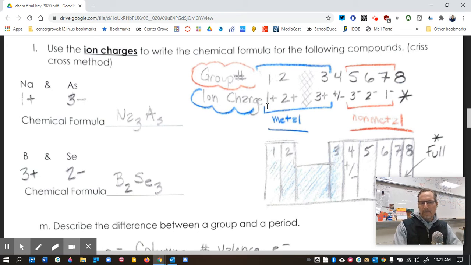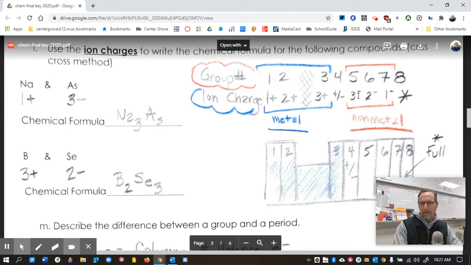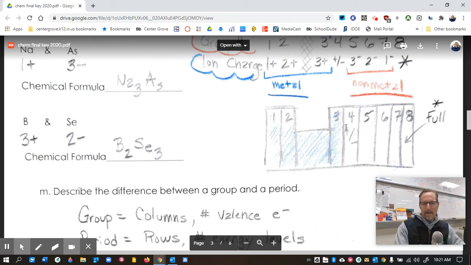So remember, the metals are going to have a positive ionic charge. The non-metals are going to have a negative ionic charge. And then the noble gases don't have any charge at all because they're already full at that level.